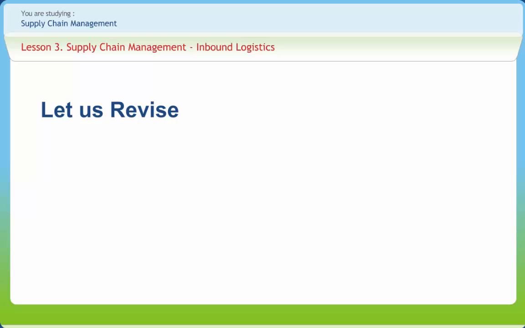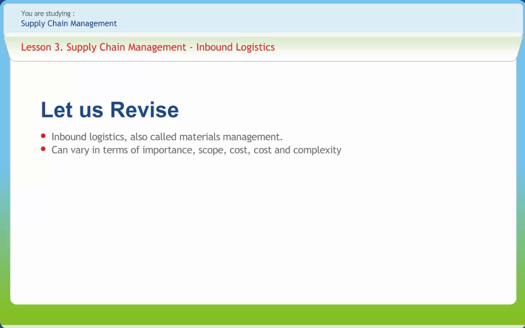Before we end, let us briefly revise what we have studied so far. The supply chain can be viewed as inbound and outbound logistics. Inbound logistics is also called materials management. It can vary in terms of importance, scope, cost and complexity depending on where the company is located in the supply chain, the nature of the product, and the market situation in which the product is sold.